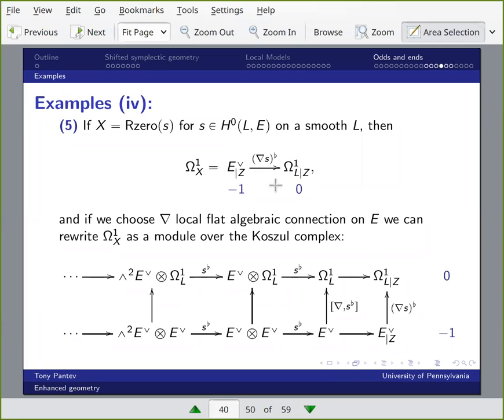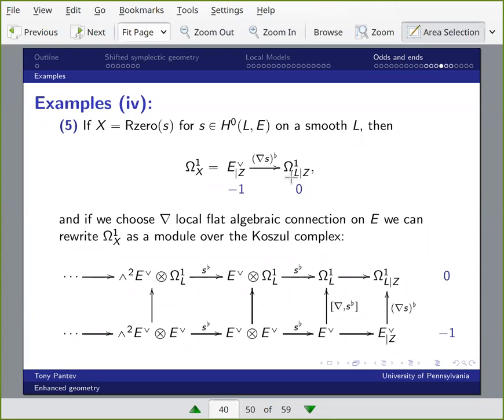You have to be a little bit careful here because the connection has to be algebraic. It may not exist. Not every vector bundle has an algebraic connection, but every vector bundle has an algebraic connection locally on affine opens. And so you can take that algebraic connection, take the derivative of the section and contract with it. And the point is that this does not depend on the choice of a connection once you restrict it to the zero locus of the section.